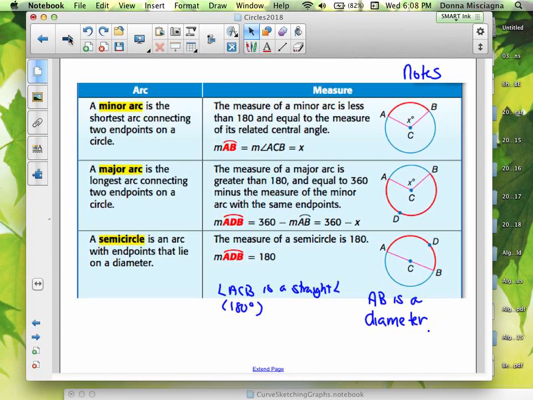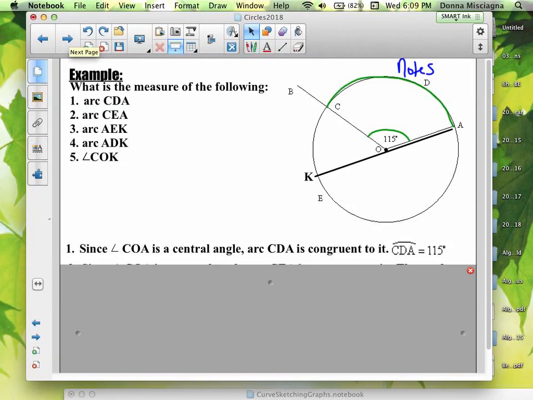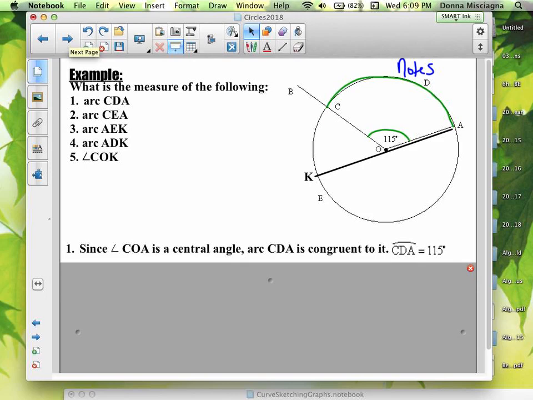Let's solve some problems with central angles. All right, so here, this one is in your notes. We want to find the measure of the following. So arc CDA, all right? I'm going to kind of color code it here. Arc CDA is right here. There is that arc. Notice we have an angle right here. We know the measure of angle COA right here. Well, that's 115 degrees. And since angle COA is a central angle, arc CDA is going to be congruent to it. So arc CDA is also 115 degrees.